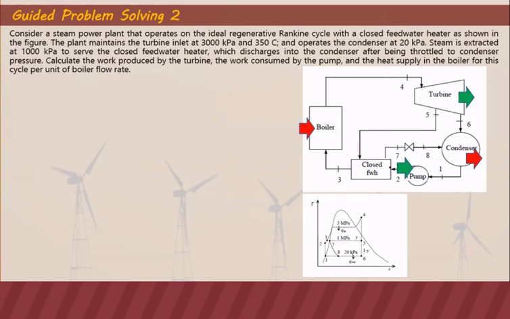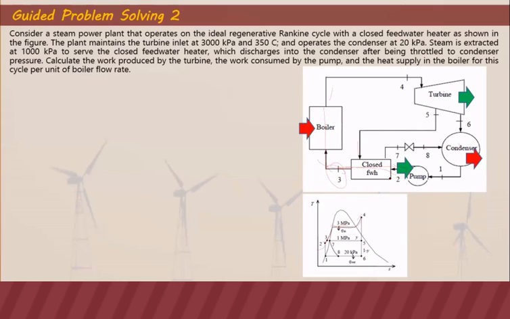Since the closed feed water heater is non-mixing, point 2 will not mix with point 5. They will just exchange heat, but they will not mix. That's why point 2 has the same pressure as point 3. It's just the same line. So after pumping, point 2 will have the same pressure as point 3. That's why it's connected here to the pressure also at the boiler. So points 2, 3, and 4 have the same pressure since they do not mix at the closed feed water heater.